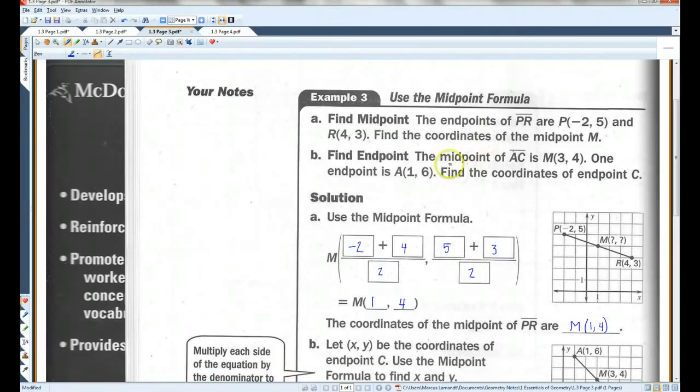Now the second one says the midpoint of AC is 3, 4. It's not given on the diagram. One endpoint is 1, 6. Find the coordinates of endpoint C.